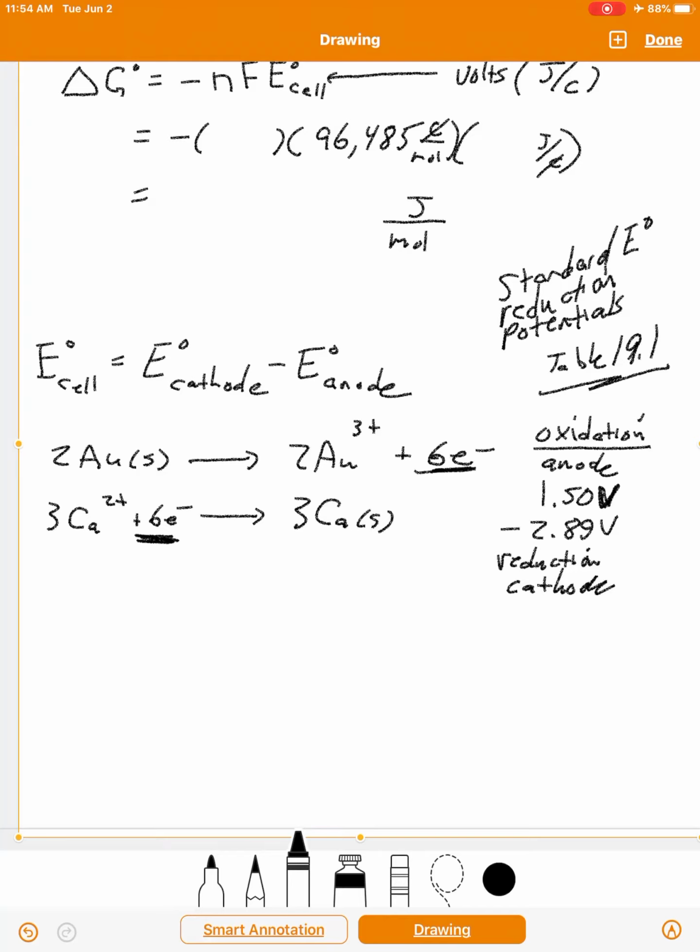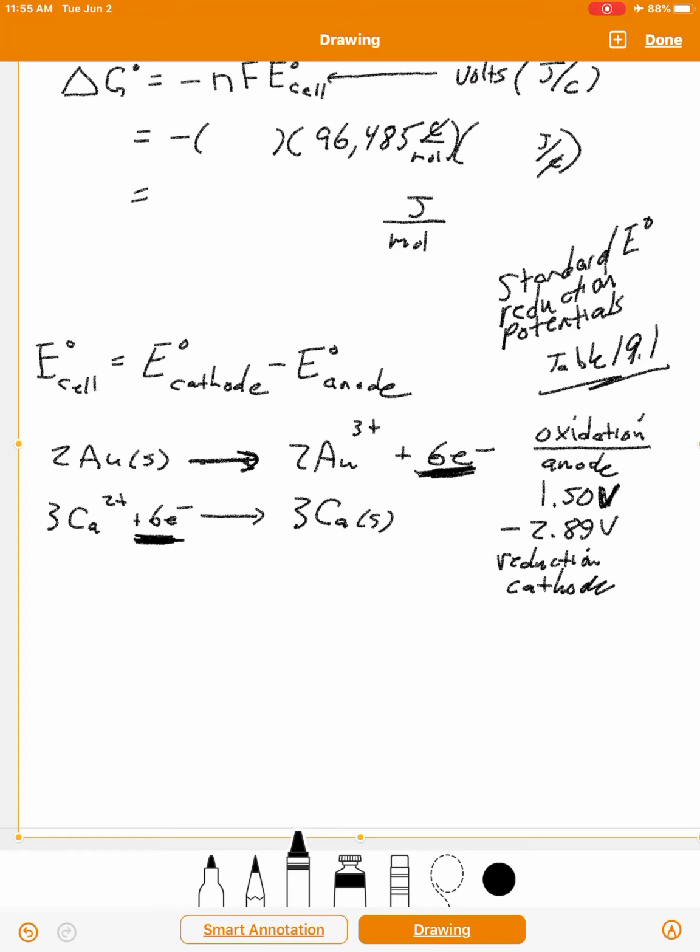So the logic I'm using is that they gave me this equation. Now I had to add the number of electrons to make it balanced, but they essentially told me what was happening here. I figured out that that's oxidation, so that's got to be the anode. They gave me this equation here without the number of electrons, but I was able to figure it out by balancing it. That's reduction, so that's got to be the cathode.